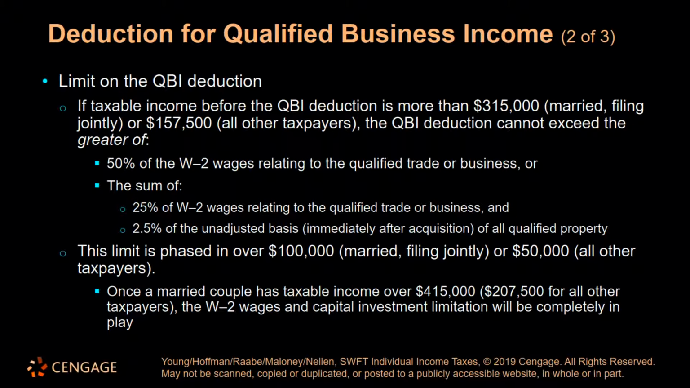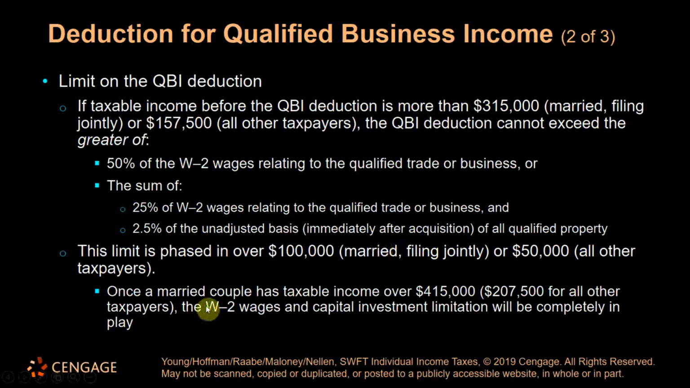If the taxable income of the QBI is more than $315,000 for married filing joint, or $157,500 for everybody else, then you look to another set of reductions and qualifications, and the QBI deduction cannot exceed, once these income thresholds are met, 50% of the W-2 wages relating to the qualified trade or business, or the sum of 25% of W-2 wages related to that business, and 2.5% of the unadjusted basis immediately after acquisition of all qualified property. So you can take 2.5% of unadjusted basis, add that to 25% of W-2 wages relating to the qualified trade or business, and then compare that to 50% of the W-2 wages and take the greater of the two.